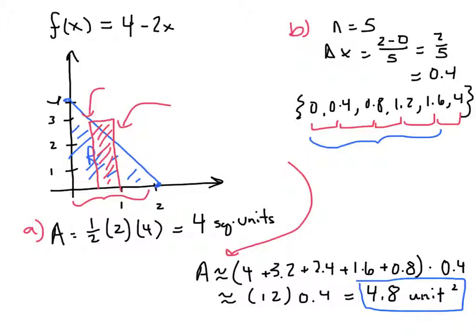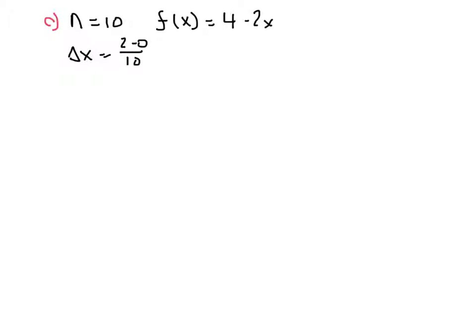Let's see if increasing the number of rectangles will improve that estimate. So in part C, we're going to do the same problem again, but this time n equals 10. F of x is still 4 minus 2x. This time delta x is going to be 2 minus 0 over 10, which is 1/5 or 0.2. So we're going to have 10 subintervals, and they're going to look like this.